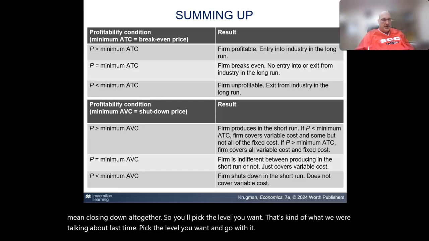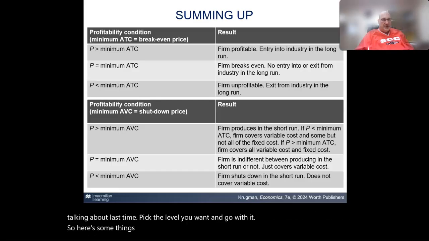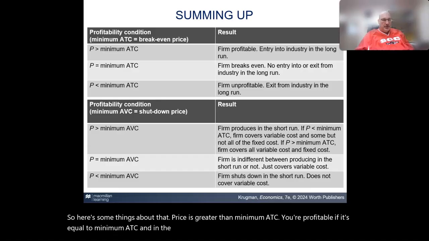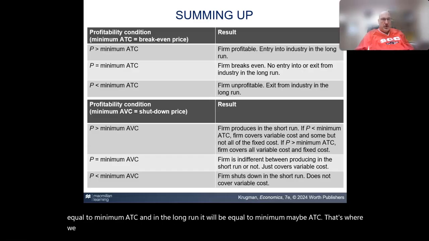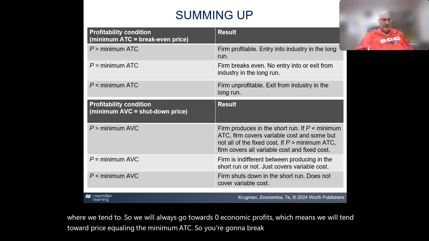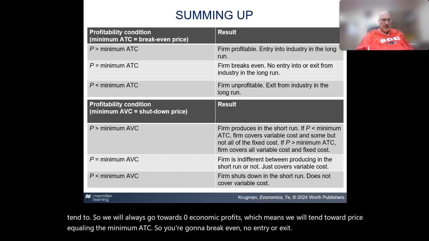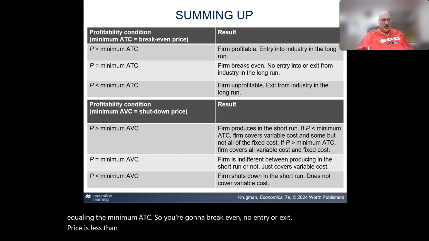So here are some things about that. If price is greater than minimum ATC, you're profitable. If it's equal to minimum ATC, and in the long run it will be equal to minimum ATC, that's where we tend to. So we will always go towards zero economic profits, which means we will tend toward price equaling the minimum ATC. So you're going to break even, no entry or exit. If price is less than minimum ATC, the firm is unprofitable. There'll be exit from the industry.